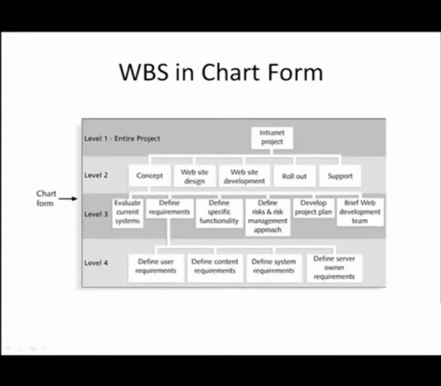Here's the WBS in a chart form. It shows graphically how the work is distributed in a graphic format. In this case, there's 4 levels of detail. Level 1 being the entire project. In this case, it's called intranet project. Level 2 is the major categories of work. These 5 categories are listed across and directly underneath the project name.